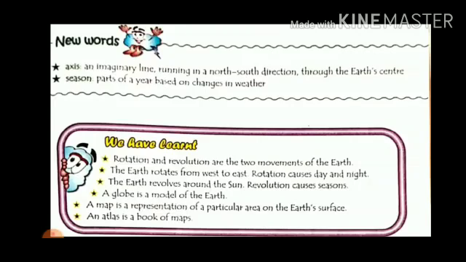Next, a globe is a model of the earth. So, a globe is a replica of the earth. Next, a map is a representation of a particular area on the earth's surface. It is a flat drawing. Next, an atlas is a book of maps.